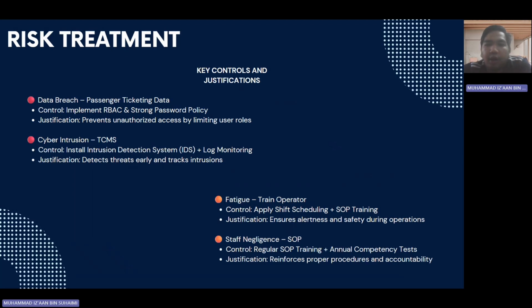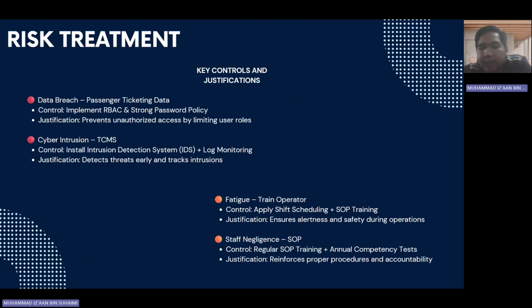For passenger ticketing data, the threat was a data breach. We proposed using role-based access control and enforcing strong password policies. This helps limit data access only to authorized personnel. For TCMS, which is the brain of the train, we address cyber intrusion by recommending an intrusion detection system, IDS, and log monitoring. This will improve visibility and early threat detection.